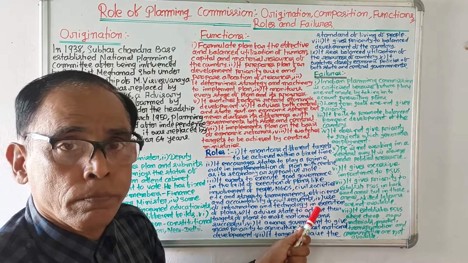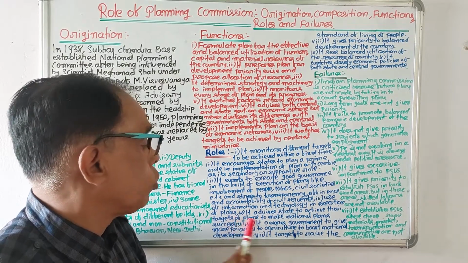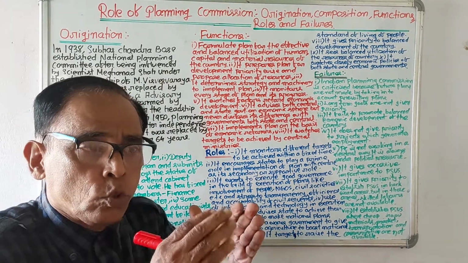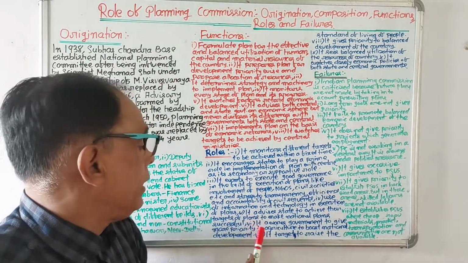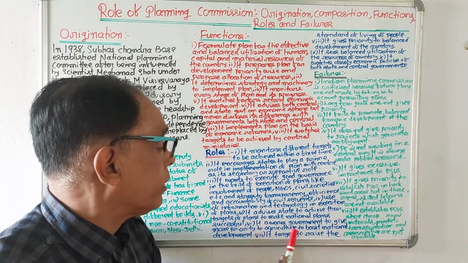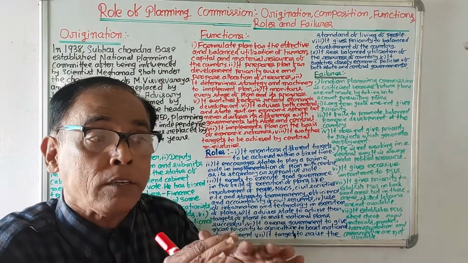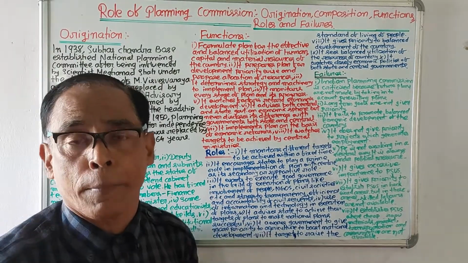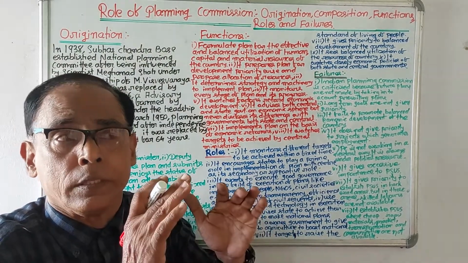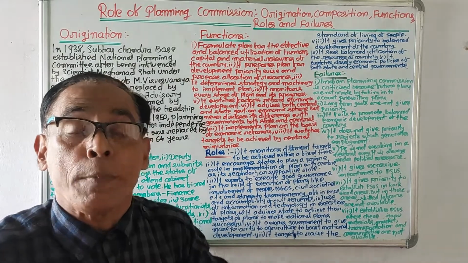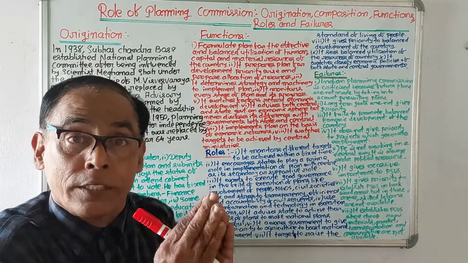Now, four, use of information technology in execution of plan to make the national plan successful. Then it advises government to give more priority to agriculture to boost economic development, so that national development can be possible.